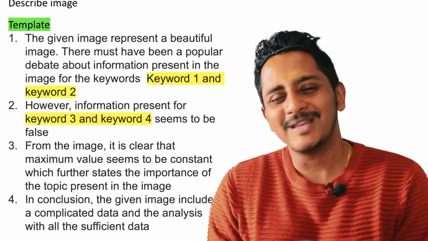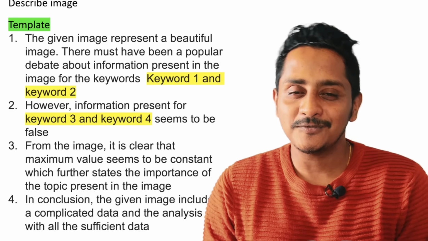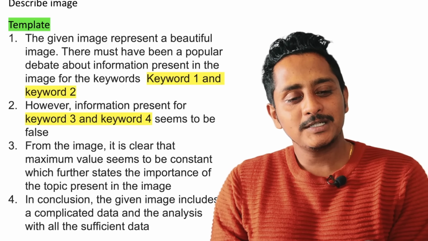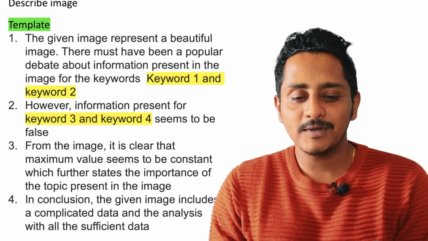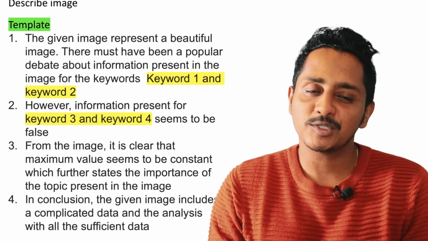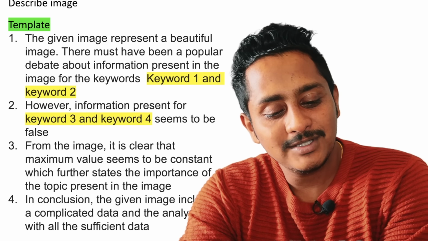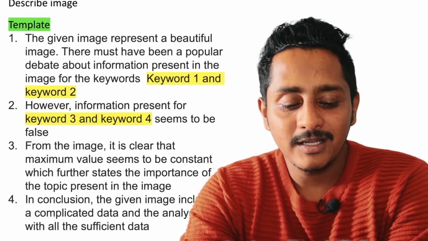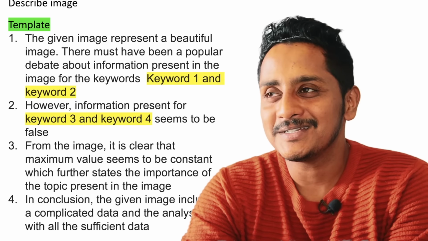Represents has to come, Nakul. I know about all these things, but don't worry, grammar doesn't matter in speaking as far as your fluency is up to the mark. There must have been a popular debate about information present in the image for the keywords red and green. However, information present for car and mileage seems to be false. From the image, it is clear that topic or the maximum value seems to be constant, which further states the importance of the topic present in the image. In conclusion, the given image includes a complicated data and the analysis with all the sufficient data.